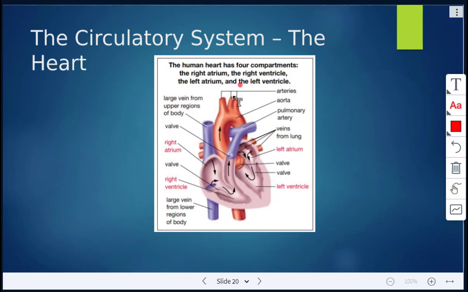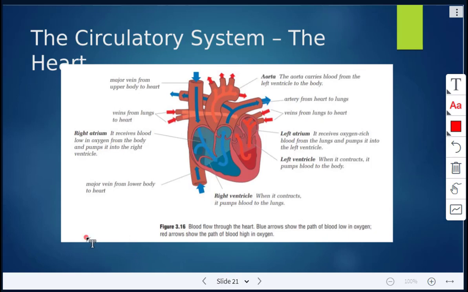There are arteries here, which will take the blood all the way to the upper part of your body, the head, the shoulders, and so on, and it also continues down at the bottom so that your legs, hips, and feet and everything can get the oxygenated blood as well. That is how the blood flows through the heart.